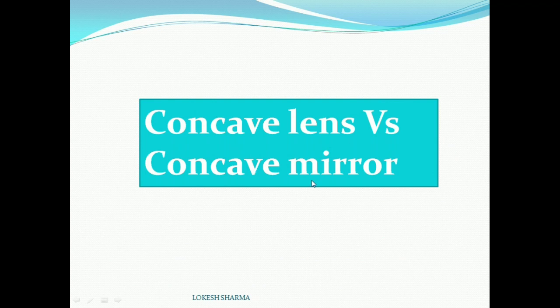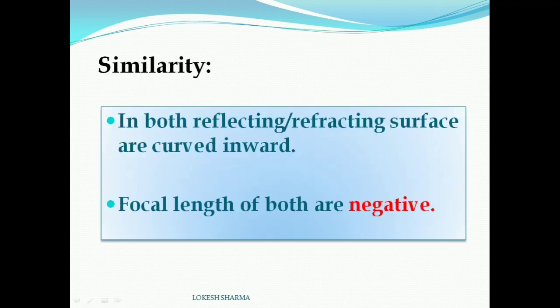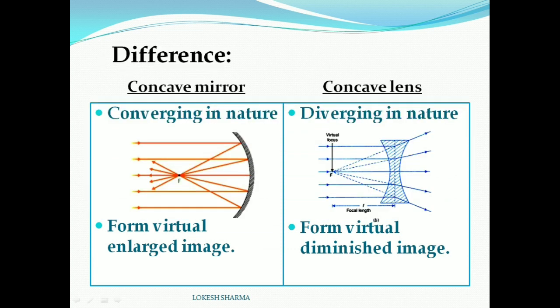Now concave lens versus concave mirror. The similarity is both reflecting and refracting surfaces are curved inward and focal length of both is negative. This means concave means negative focal length and convex means positive focal length. I once again repeat, concave means negative focal length. The difference between these two is that concave mirror is converging in nature and forms virtual enlarged image, and concave lens is diverging in nature and forms virtual diminished image.